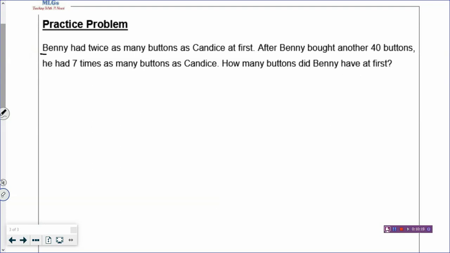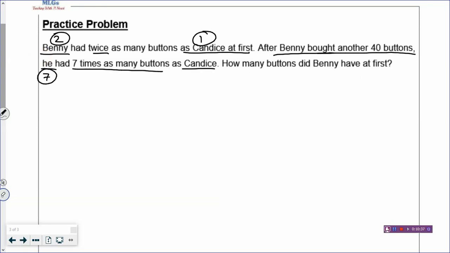Alright, have you solved? Now let's see. Benny had twice as many as Candice at first. So if you draw the model, Benny has 2, Candice has 1 box. And that's the default. After Benny bought another 40 buttons, that is the change. Now Benny had 7 times as many as Candice. So Candice will have 1 box in the end. So how many buttons did Benny have at first?